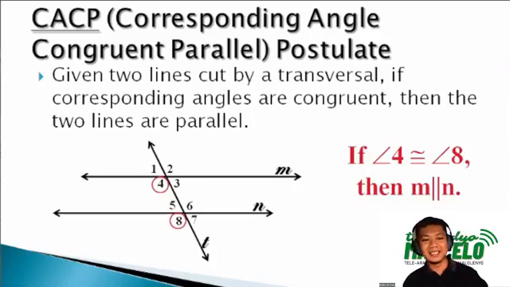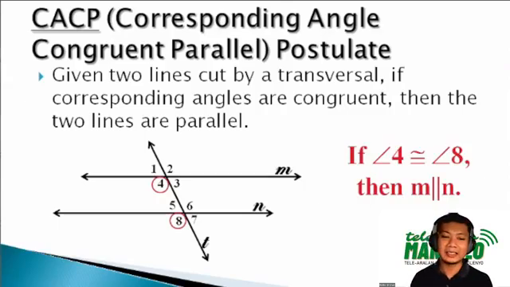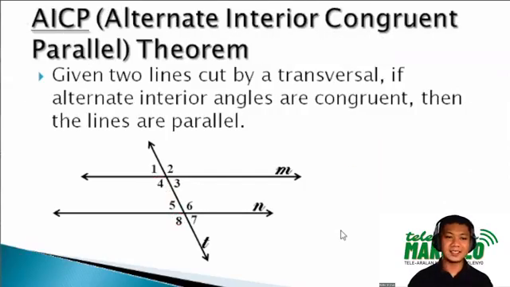So we can conclude that line M is parallel to line N by the corresponding angle congruent parallel postulate. Please take note, we are using corresponding angles given that we have two lines cut by a transversal. Next, the AICP theorem, or what we call the alternate interior congruent parallel theorem. Given two lines cut by a transversal, if alternate interior angles are congruent, then the lines are parallel.